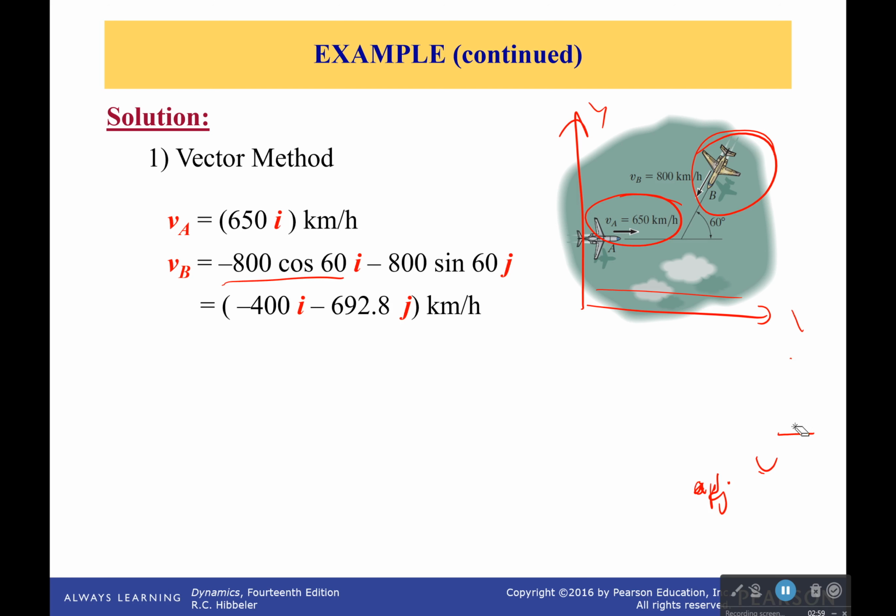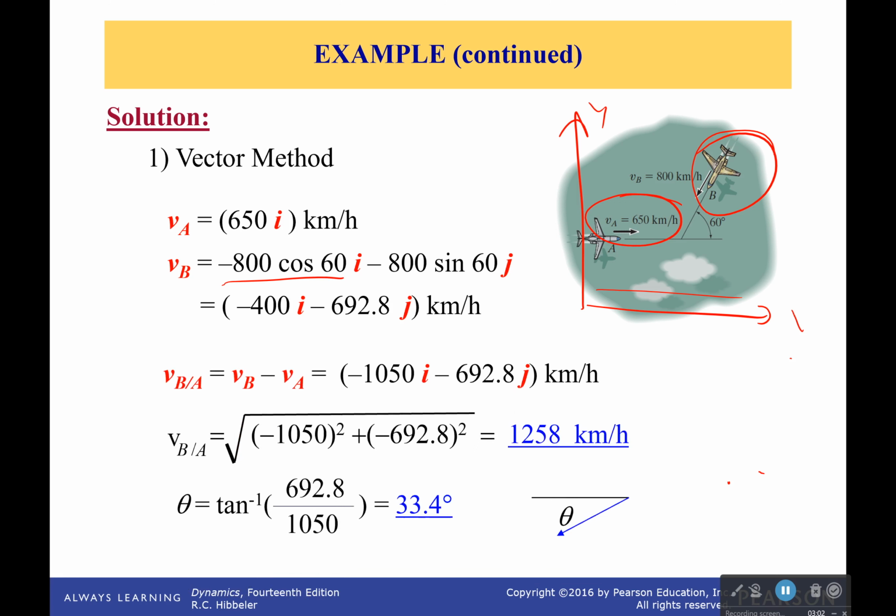Now that I have that, I can go ahead and calculate it. What I'll get is my relative velocity is going to be VB minus VA. And so it's going to be negative 1050 i minus 692.8 j. Or it's going to have a relative velocity of 1,258 kilometers per hour. You're like, wow, that's a big thing. It is. When you have two jets that are going at each other, you're adding them up. When we figure out the relative velocity angle, that's going to be 33.4 degrees. What is that from? That's from the horizontal.